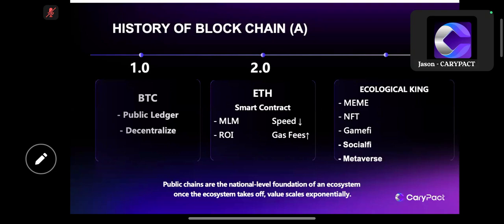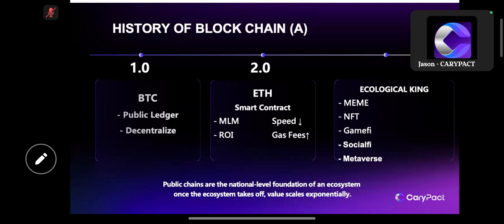All right. In smart contracts, when it came up with Ethereum, you can build ecological projects or ecosystems like ML projects, ROI platforms, meme tokens, NFT, GameFi, SocialFi, and Metaverse. And more things are coming in now with DeFi projects and so on. Correct? So all these things can be built in a public chain, especially in Ethereum. And even until today, even though there are a lot of new public chains coming up every single day, we still have Ethereum as the ecological king in the public chain itself.